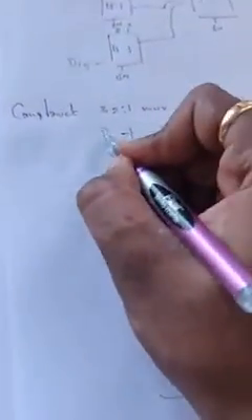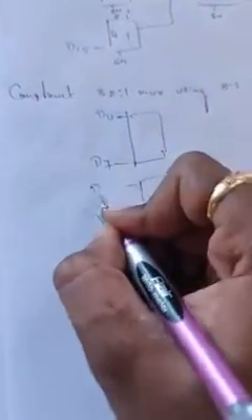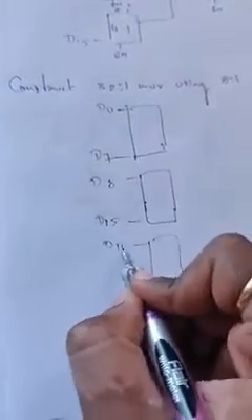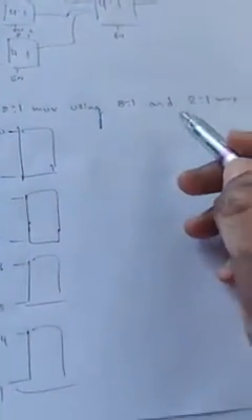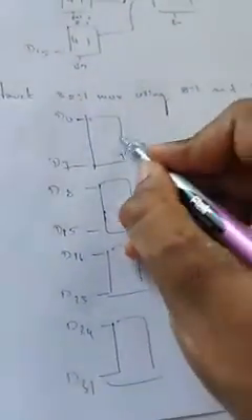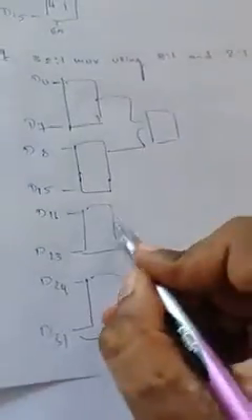Now construct a 32:1 multiplexer using 8:1. So 4 eights are 32, right? So I'm going to use 8:1, so 4 multiplexers. So D0 to D7, D8 to D15. My handwriting is bad, don't mind. D16 to D23, D24 to D31. And a 2:1 multiplexer. You're supposed to use 8:1 and again 2:1. 2:1 means combine these two. Combine these two.